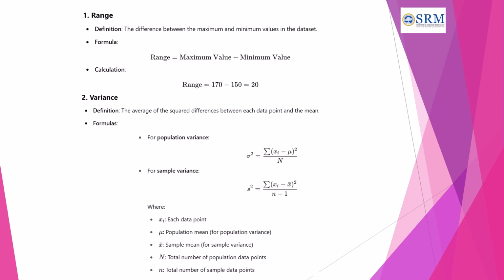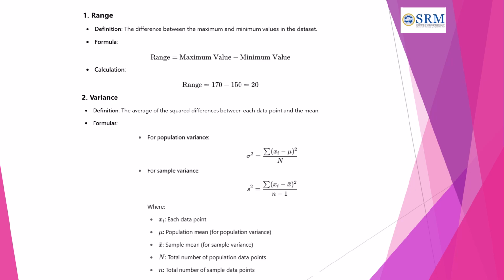Range. The range tells us how spread out the data is by simply subtracting the smallest value from the largest. It gives us a quick idea of the variation in the data set. For example, if the heights are 150 cm to 170 cm, then the range is equal to 170 minus 150, that is equal to 20. This means the data spans 20 cm.